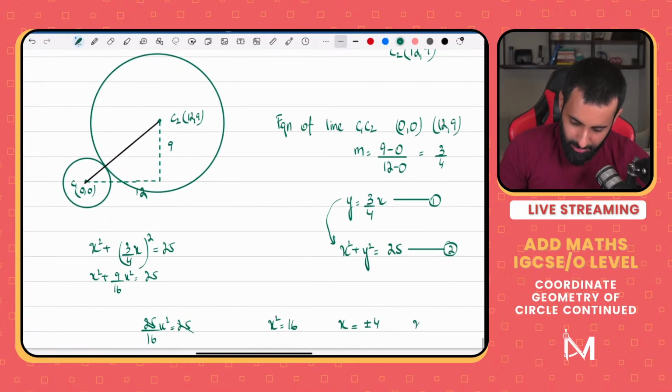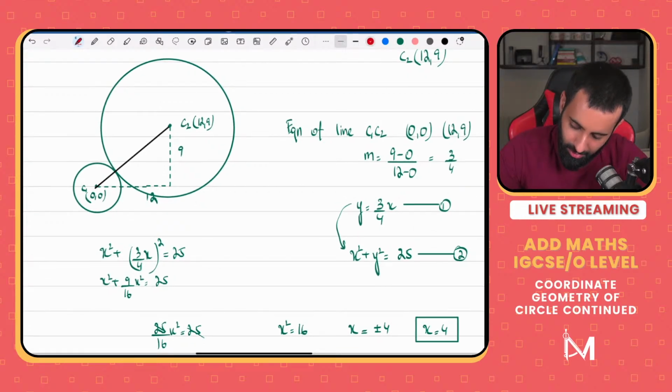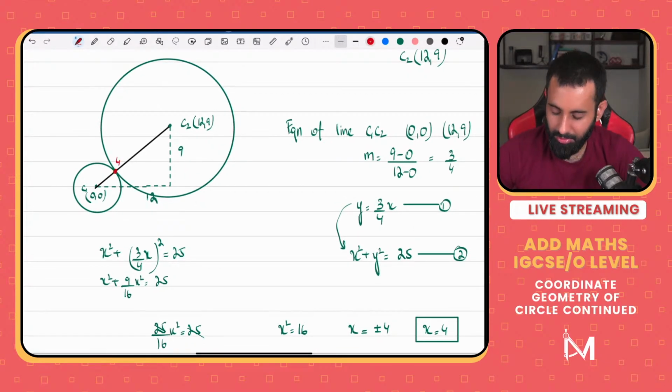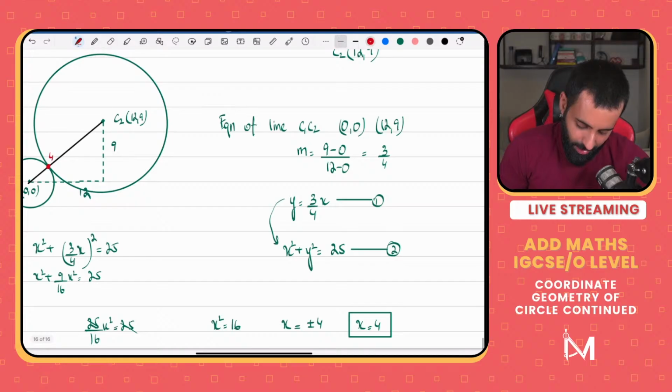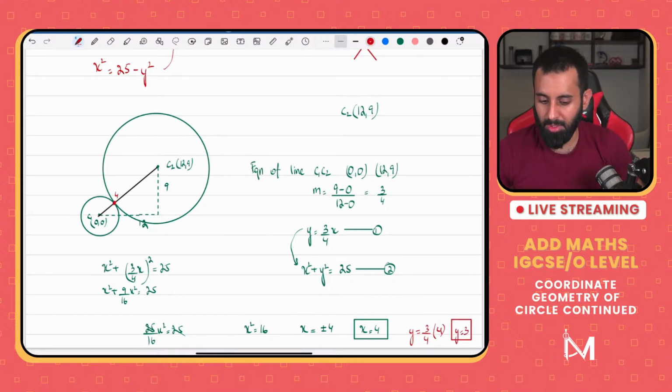Mathematically, we're getting plus minus, but we can see that it can only be positive 4 right here. The point of intersection must be a positive value. Now, how do we find out the y-coordinate? We find the y-coordinate by going back to the equation. It was y equals 3 upon 4 x. Now that we know what x is, we know that y equals 3. So there you go. We have the y-coordinate as well.